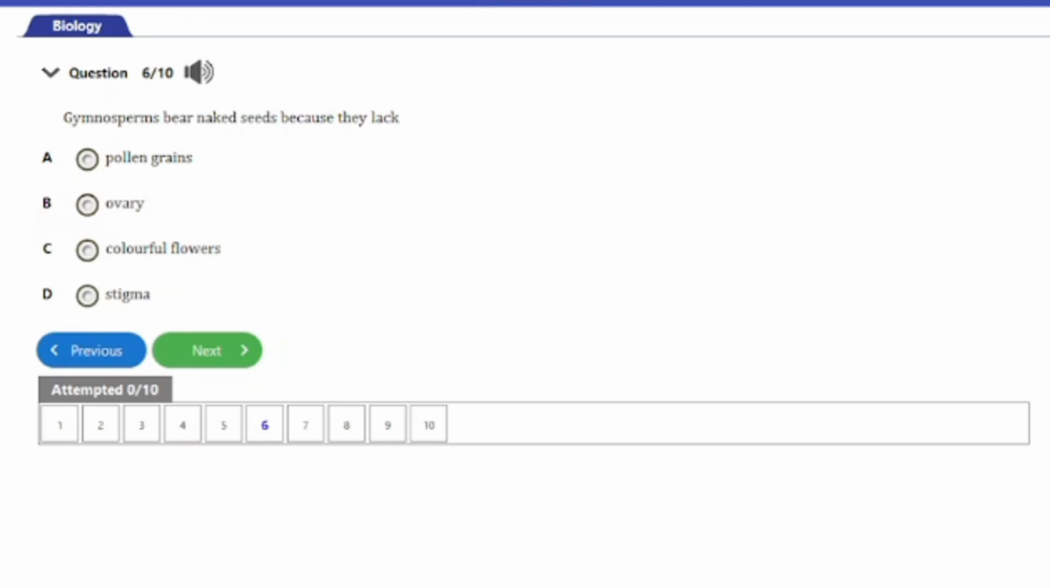Question number 6 here, it says, gymnosperms bear naked seeds because they lack A, pollen grains, B, ovary, C, colorful flower, D, stigma. So guys, the answer to this question is option B, and that's the ovary. So gymnosperms do not have an ovary, so they actually bear naked seeds. So that's it for that question. Let's go ahead and consider the next question.